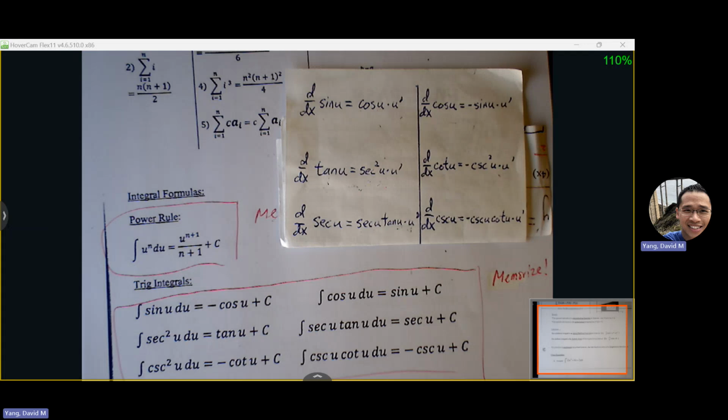So the antiderivative of cosine will be sine, the antiderivative of secant squared is tangent, the antiderivative of secant tangent is secant, the antiderivative of cosecant cotangent will be a negative cosecant, and the antiderivative of cosecant squared is a negative cotangent. The integral of sine is a negative cosine. So for all these integral rules, you're just starting on the right side of your derivative rules and moving left.